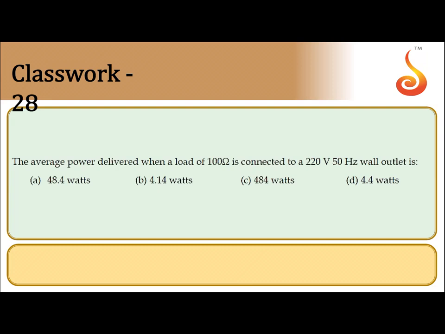Average power delivered when a load of 100 ohm is connected to a 220 volt 50 hertz wall outlet is. So power in AC circuit is given by P is equal to VI cos phi, where V and I are RMS values of voltage and current. So it's a pure resistive circuit, there is only resistance in the circuit. So cos phi will be equal to 1 because phi is equal to 0.